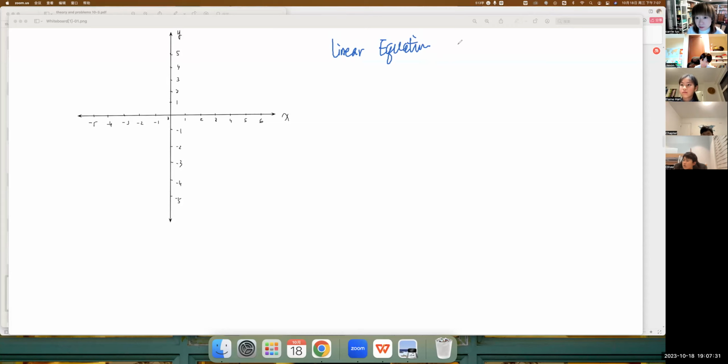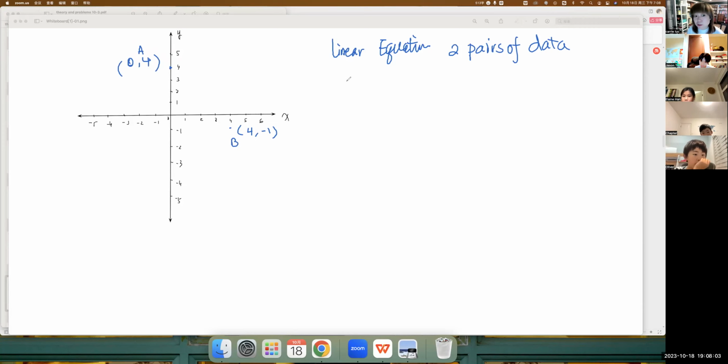So the first thing is, if you want to find a linear equation, you need two pairs of data. Correct? You need two pairs of data for sure, like a point A and a point B. Okay, so if that's the case, I'm going to give you point A is (0, 4) and another one, B, is (4, -1).